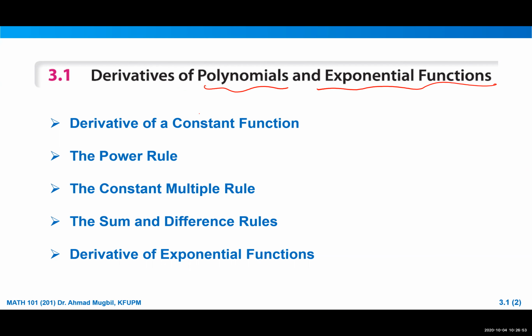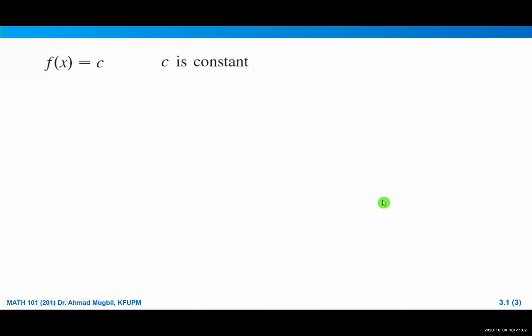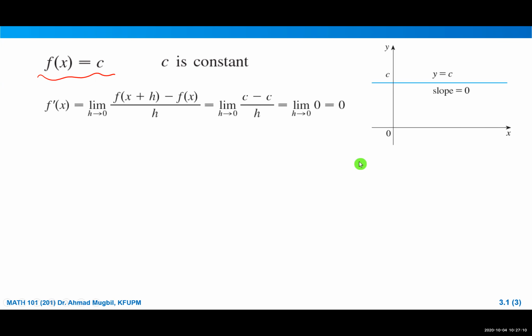What is the derivative of the constant function? What is the power rule, the constant multiple rule, the sum rule, the difference rule, and the derivative of exponential functions? I think we have mentioned in the previous class that the derivative of any constant is 0. If you have a constant function, it is free from x. It does not depend on x. Then its derivative, if you use the definition, will be 0.